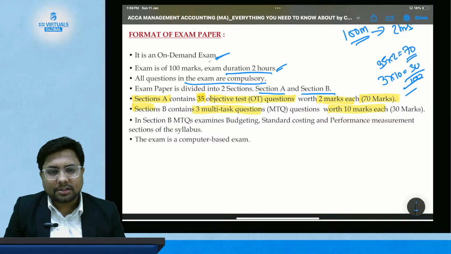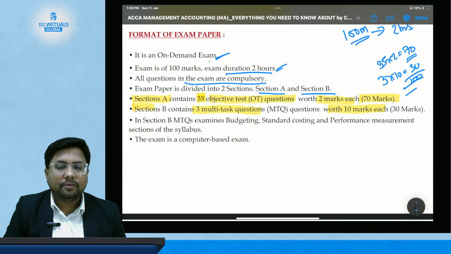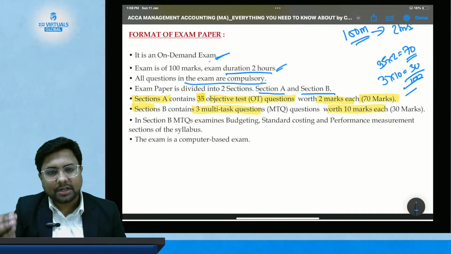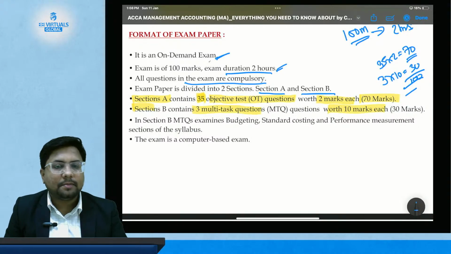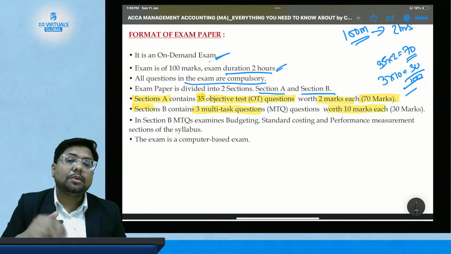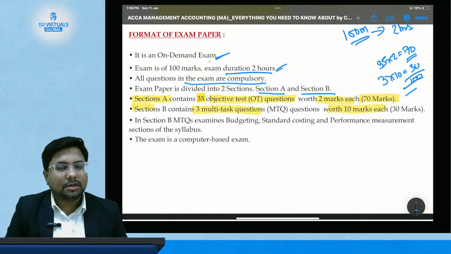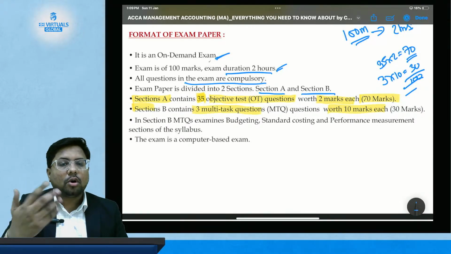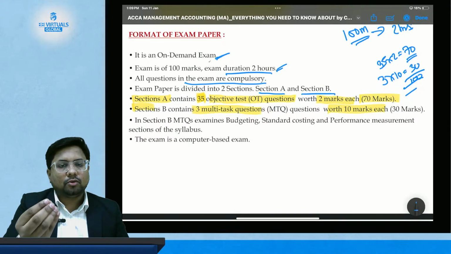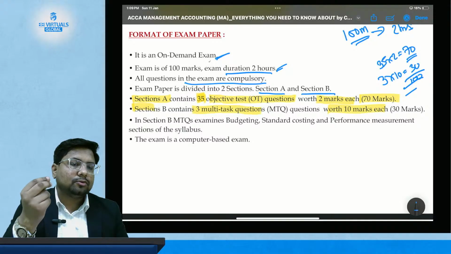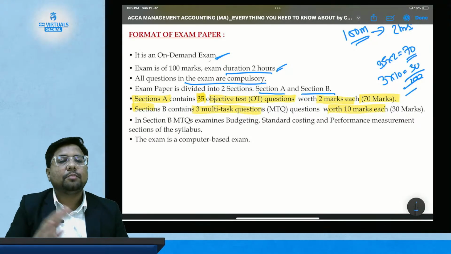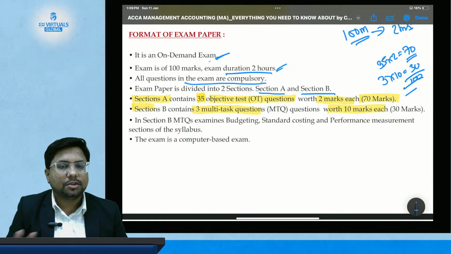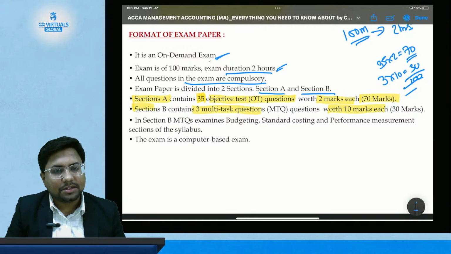So this is how your examination is going to be conducted, where there will be two sections, section A and section B. Section A will have 35 questions of 2 marks each, which are going to be independent of each other. If question 1, question 2 and question 3 are there, they are not related to each other. Suppose you are not able to solve question 1, it will not impact your question number 2 or question number 3, because they are independent of each other.